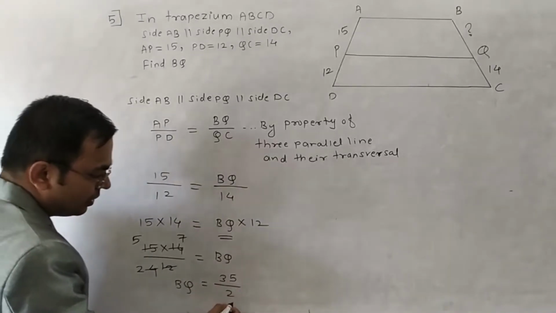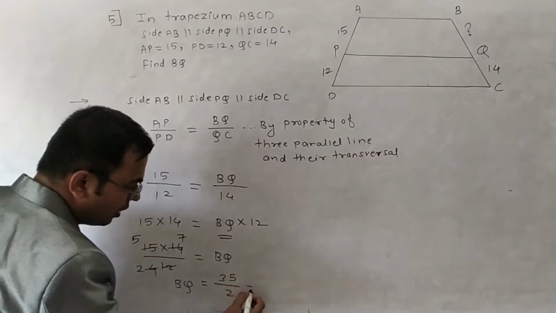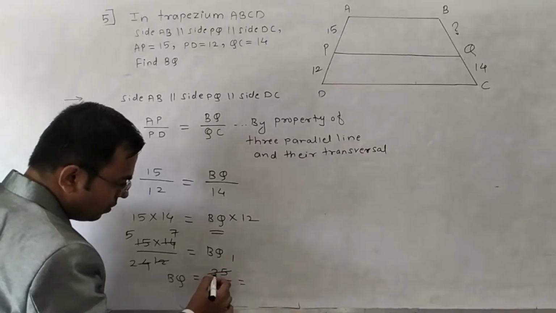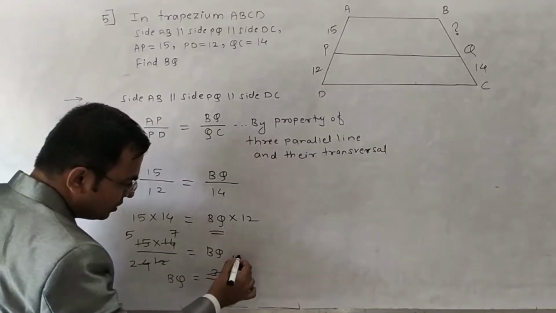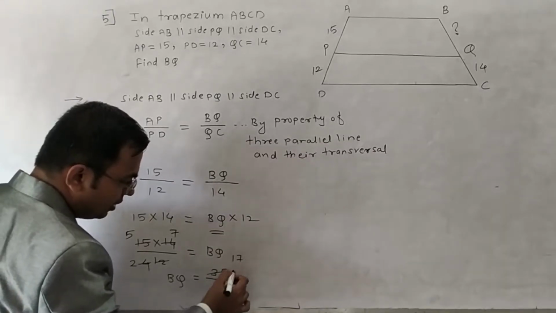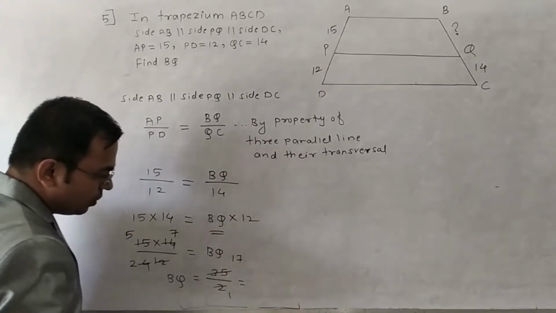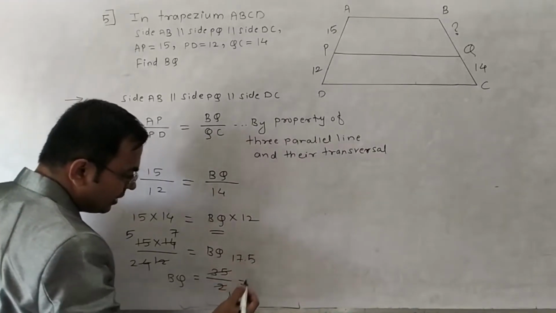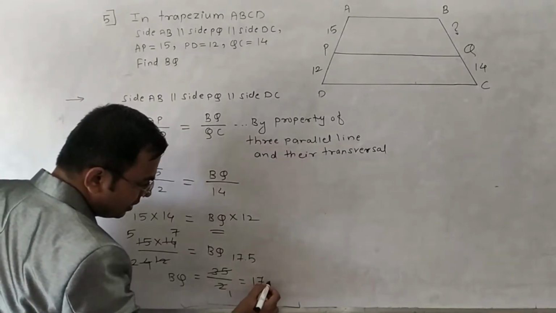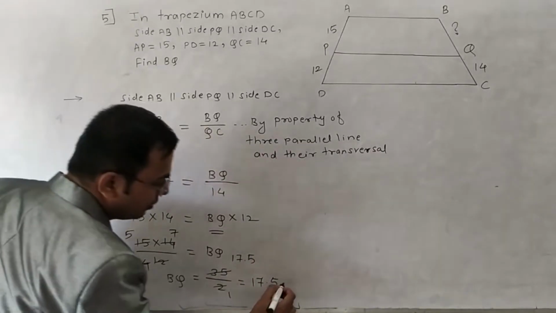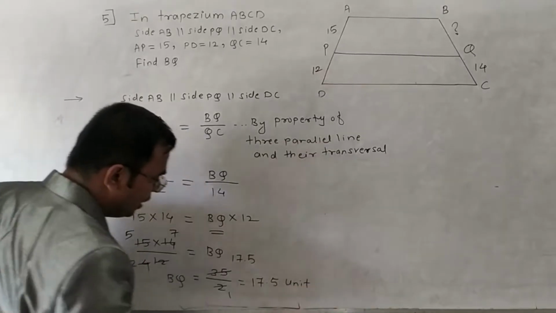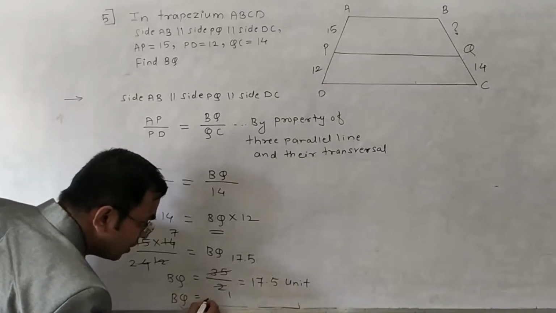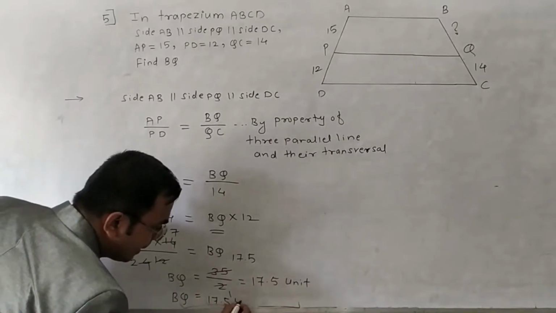So divide 35 by 2. What will you get? 2 1s are 2. What remains? 1 and 5, 15. 2 7s are 14. 15 में से 14 का 1 बचा. So take a decimal point. 2 5s are 10. So what you will get? 17.5. Here you get it. So make it unit. So this is our answer. BQ is equal to 17.5 unit.